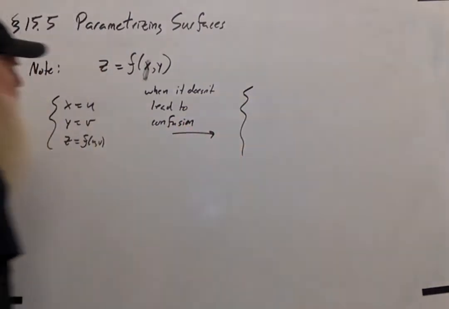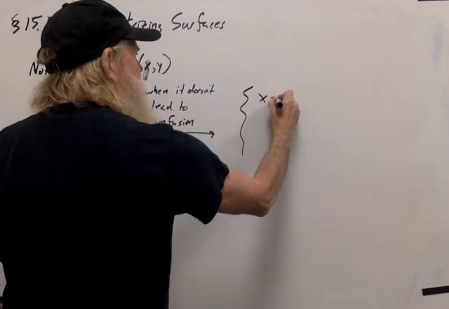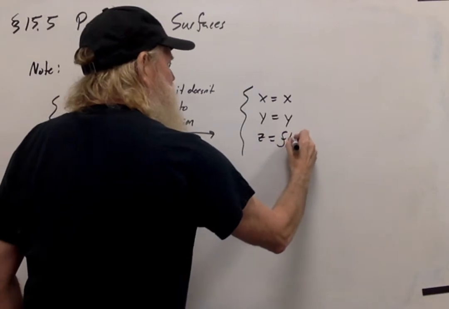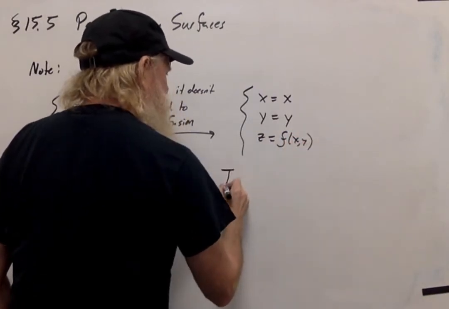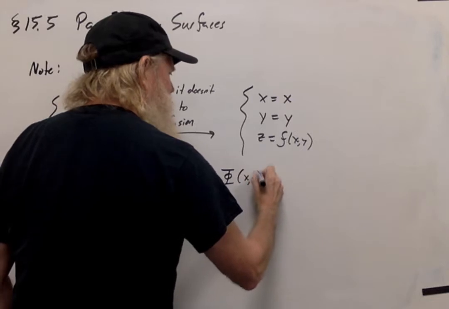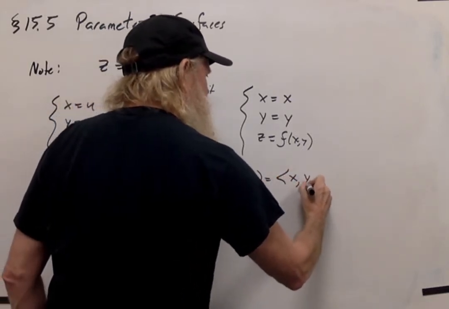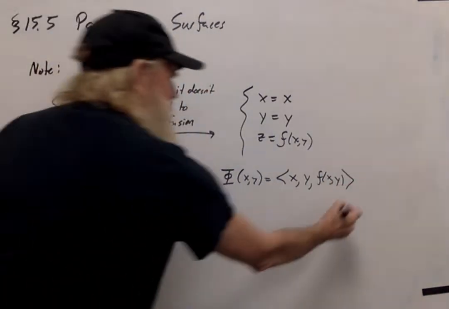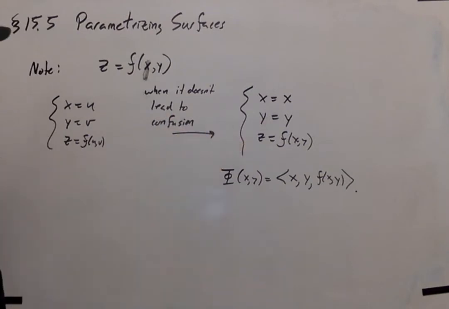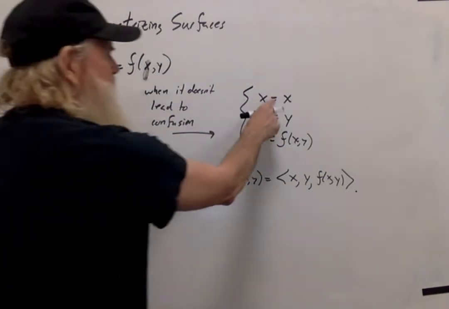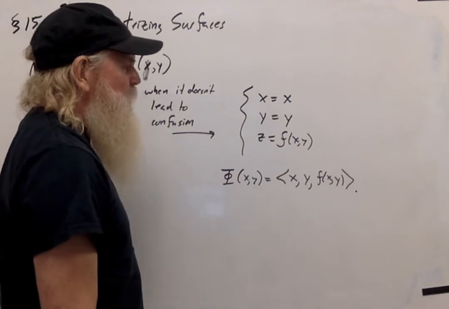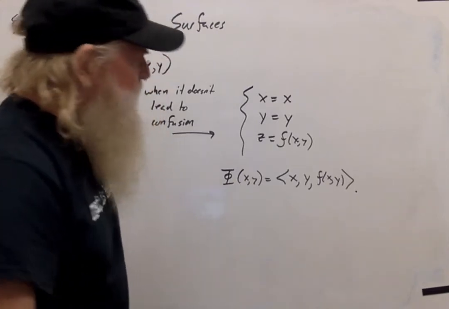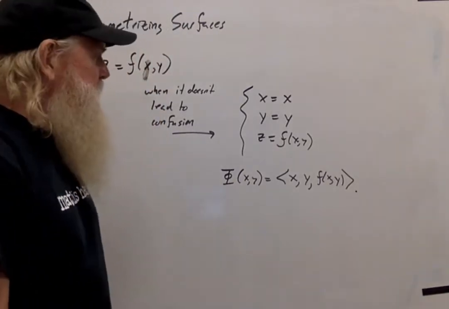So when it doesn't lead to confusion, instead of introducing the variables u and v, we'll simply say x equals x, y equals y, and z equals f of x and y as our parameterization. So it ends up looking like phi of x and y is equal to x, y, f of x and y. Now, basically, we're just using the letters x and y instead of u and v. But one of the reasons that it's sometimes nice to use x's and y's is it helps our intuition when we set up bounds for integrals. So we'll see that later on when we do integrals over surfaces.